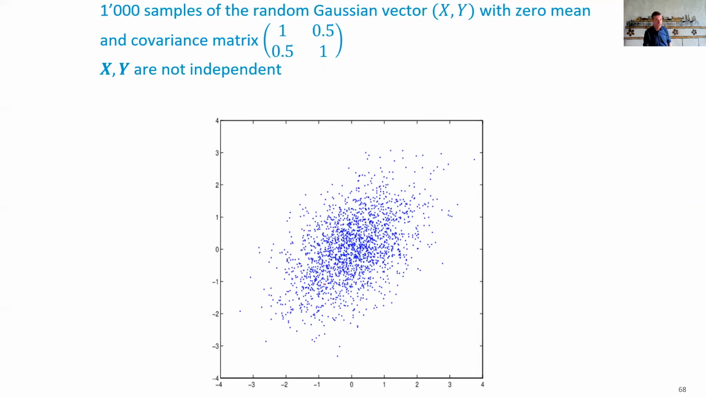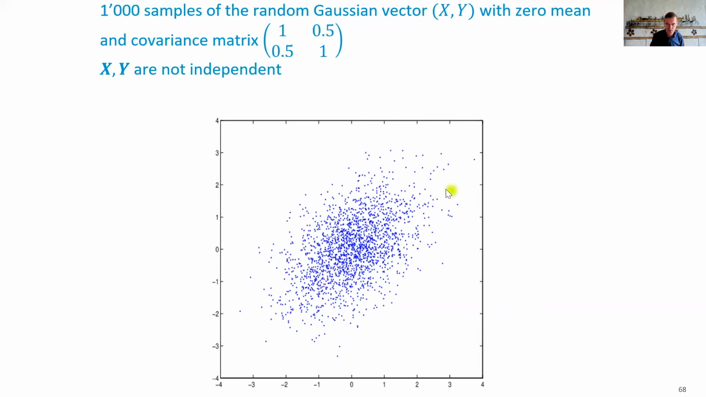For example, here is another example of a Gaussian vector that has this covariance matrix. So the variance is 1 for x, the variance is 1 for y. The terms of the covariance matrix are here the variance on the diagonal. The non-diagonal terms are the covariance. We see the covariance of x and y is non-zero, which is a symptom of it being non-independent.